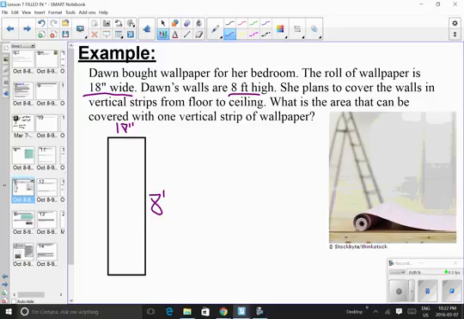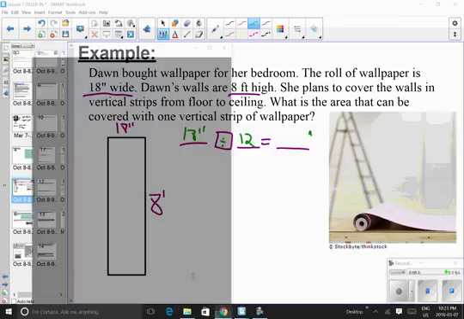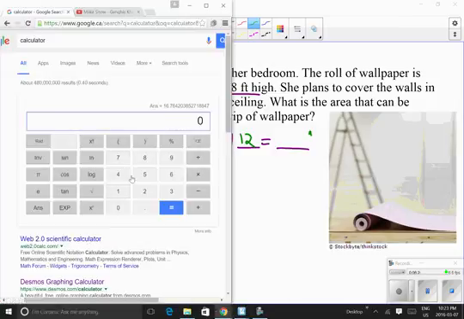So that means I need to change this 18 inches into feet. So I'm going to do a quick little skeleton equation here. And I'm going to be changing 18 inches into feet. And I know that there are 12 inches in a foot. You can look that up on your formula sheet if you need. So since I'm changing to a bigger unit, my number has to get smaller. So I'm going to do 18 divided by 12. 18 divided by 12 is 1.5. Perfect.